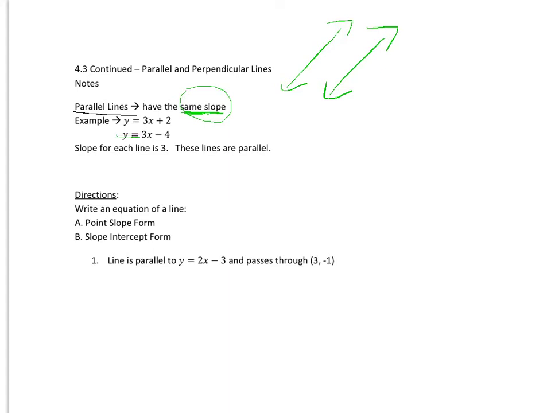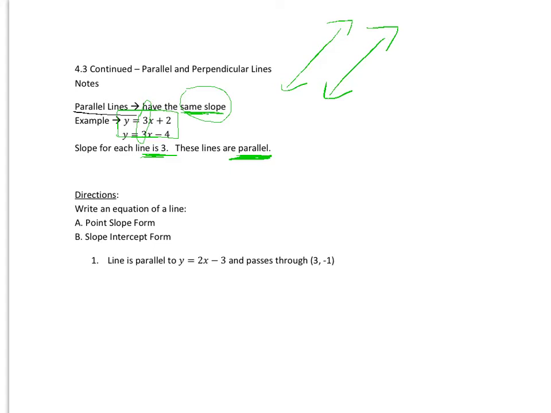Here's an example. These are two lines. If I graph these, I know right away that they're never going to intersect because they have the same slope of 3. So they're never going to hit. And it even has here, slope for each line is 3, so therefore we conclude that they're parallel. All right, there's two problems on here where we want to get an equation of a parallel line. Let's just do number 1, and then we'll go to the next page and work with perpendicular lines.